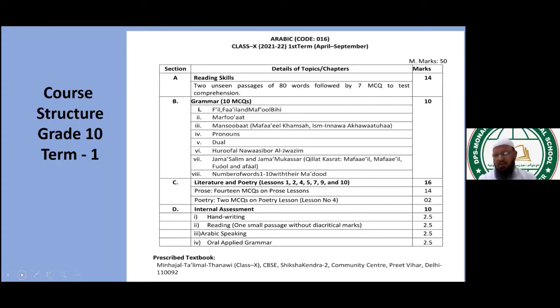Handwriting, 2.5 marks. Reading one small passage without diacritical marks. It means without dhamma, fatha and kasra. In South Asia, we say without zabar, zer and pesh. For that, 2.5 marks. Arabic speaking, 2.5 marks. And oral applied grammar, 0.5 marks. So total 50 marks. Next slide.